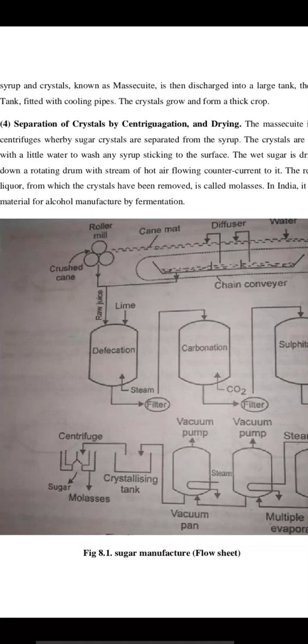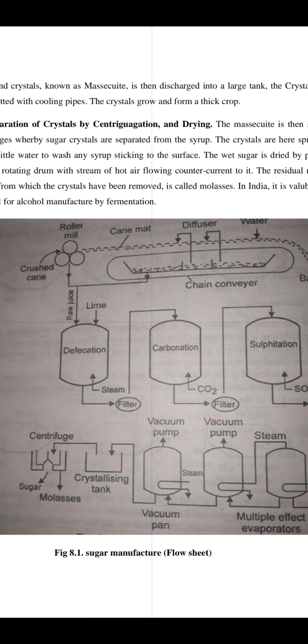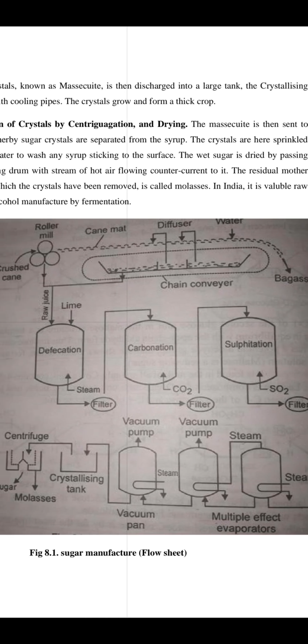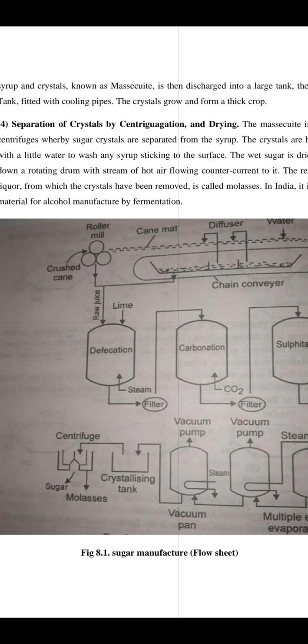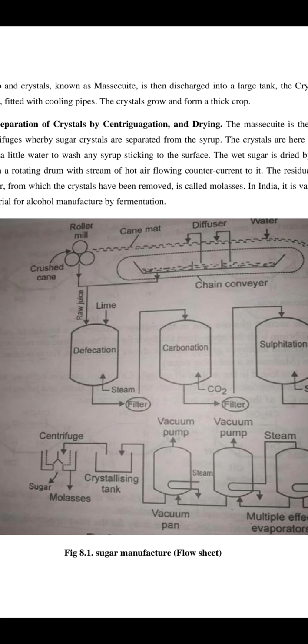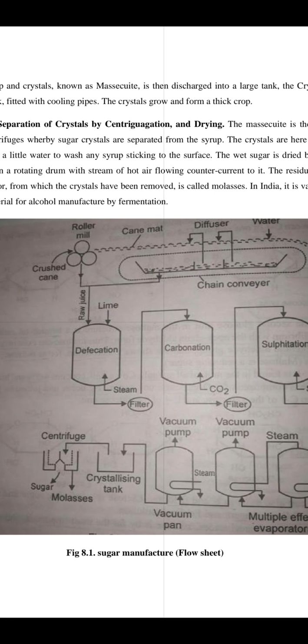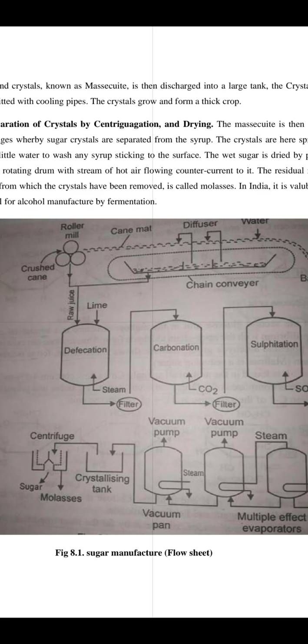The mixture of syrup and crystals, known as massecuite, is then discharged into a large crystallizing tank fitted with cooling pipes, and the crystals grow and form a thick crop. Then what you need to do? Separation of crystals by centrifugation and drying. You can see this is the sugar manufacture flow sheet.